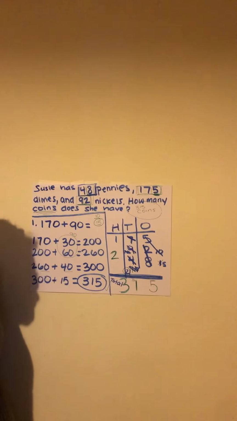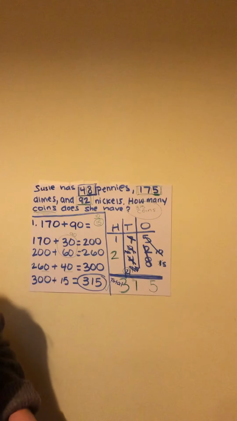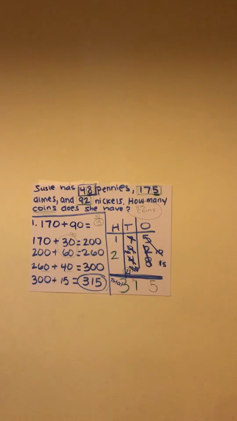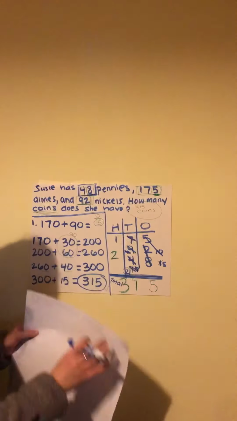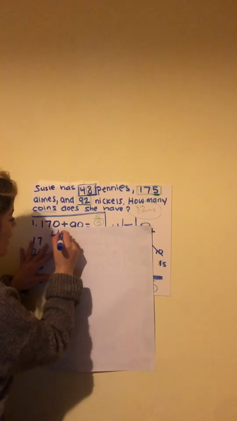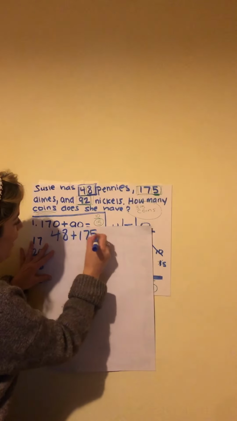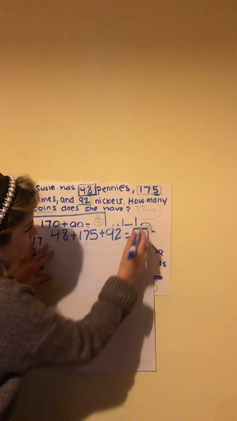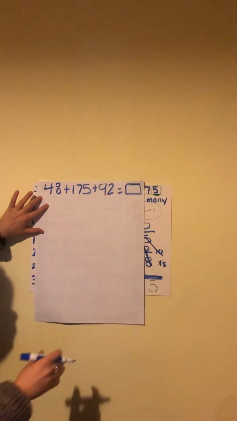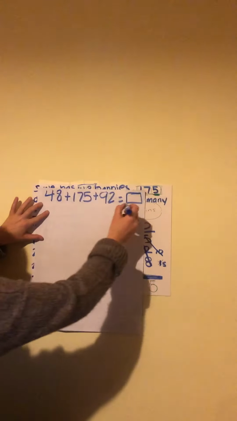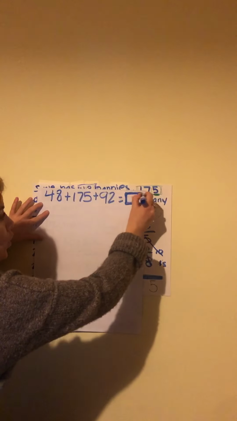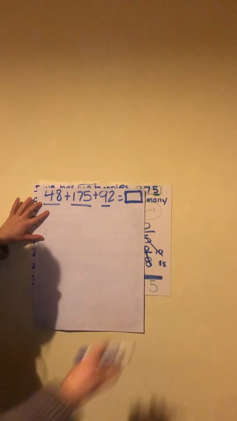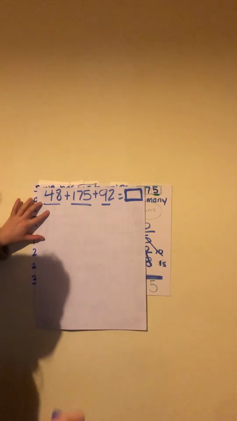If I'm going to do a number sentence to match my story, I'm going to do 48 plus 175 plus 92 equals blank. Because if we're trying to match the story, then we need to know that our total is unknown as of right now. These are our known numbers.